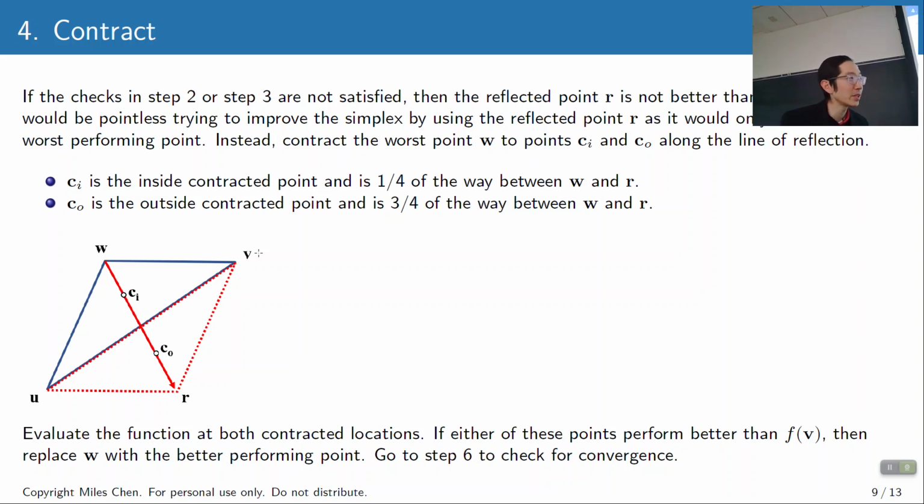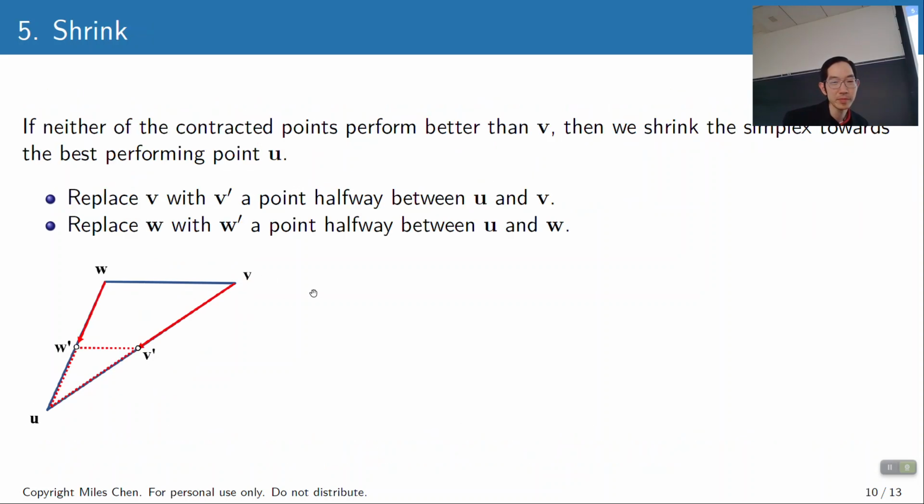And then the last one is if you've done everything and none of them outperform V. So again, if we have U, V, and W, and we checked the reflection, we checked the contracted points, and none of them outperform V, and U is our best performing point, what we do is we try shrinking the entire simplex towards U. So we would move V towards U by picking a point halfway between U and V. That would be V prime, and we would replace W with W prime by moving towards U.